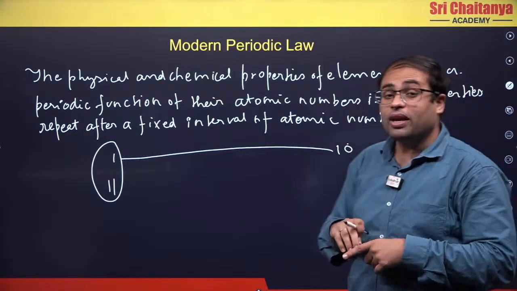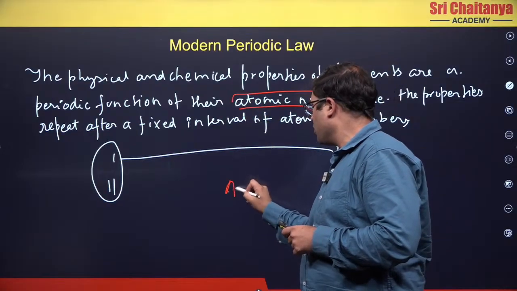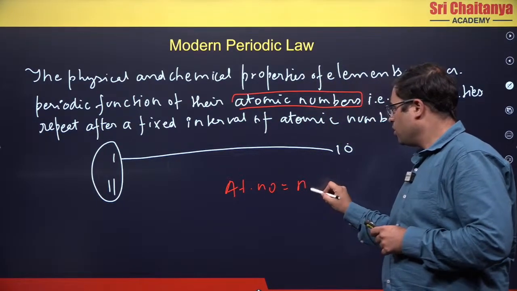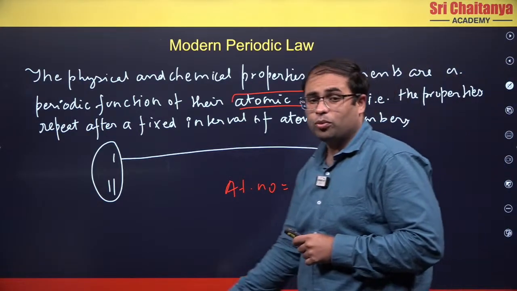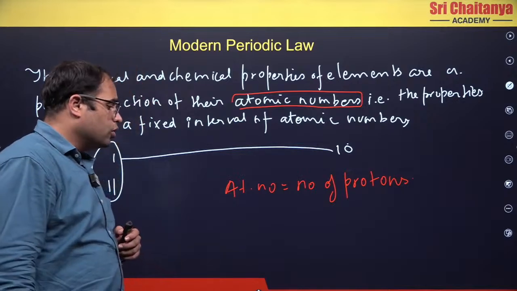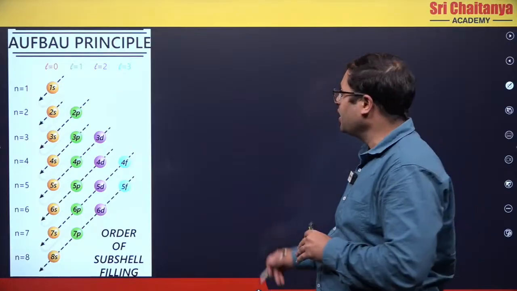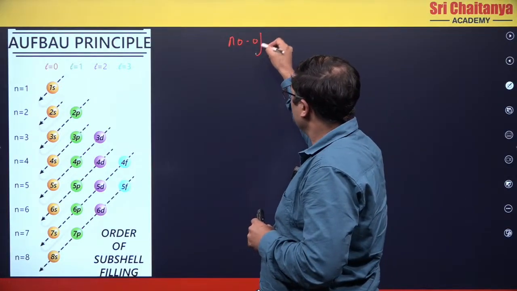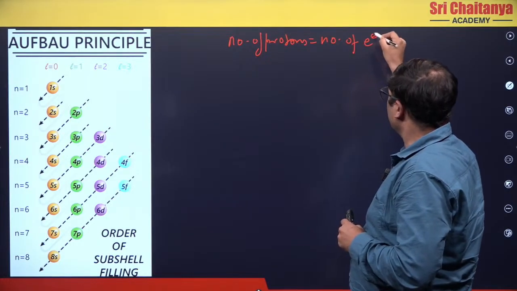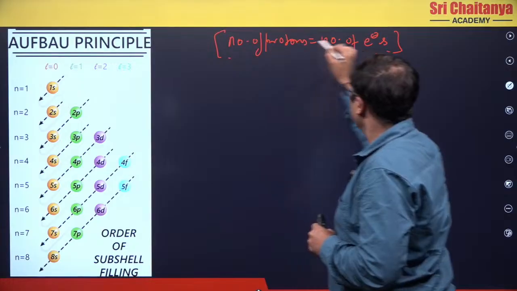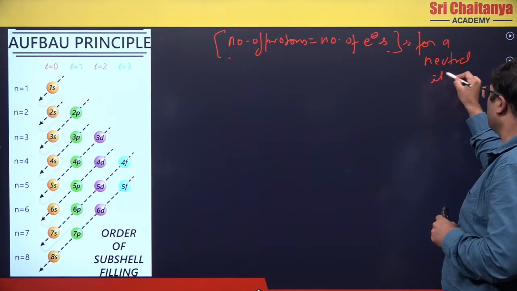What is atomic number? If you remember, atomic number is number of protons, right? Number of protons is atomic number. So now how does it work? Well, to understand how does it work, remember that number of protons is equal to number of electrons, right? For a neutral atom.